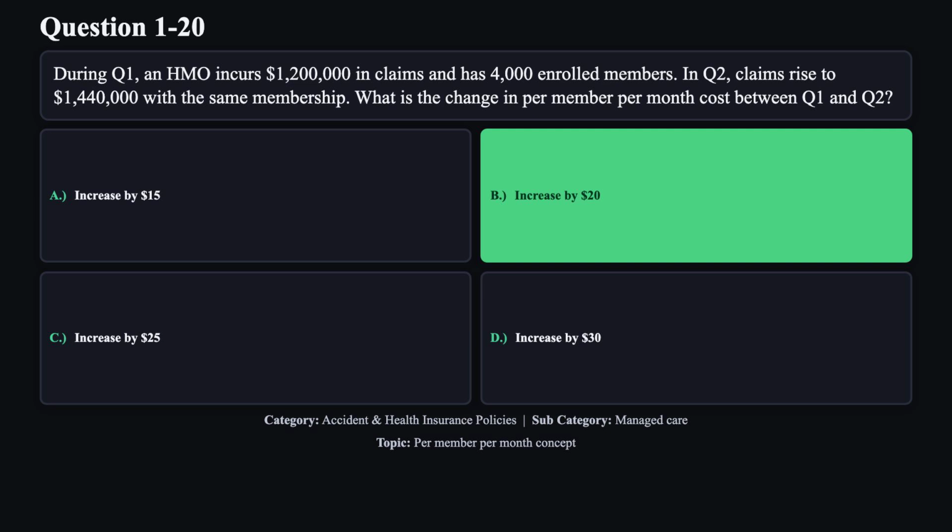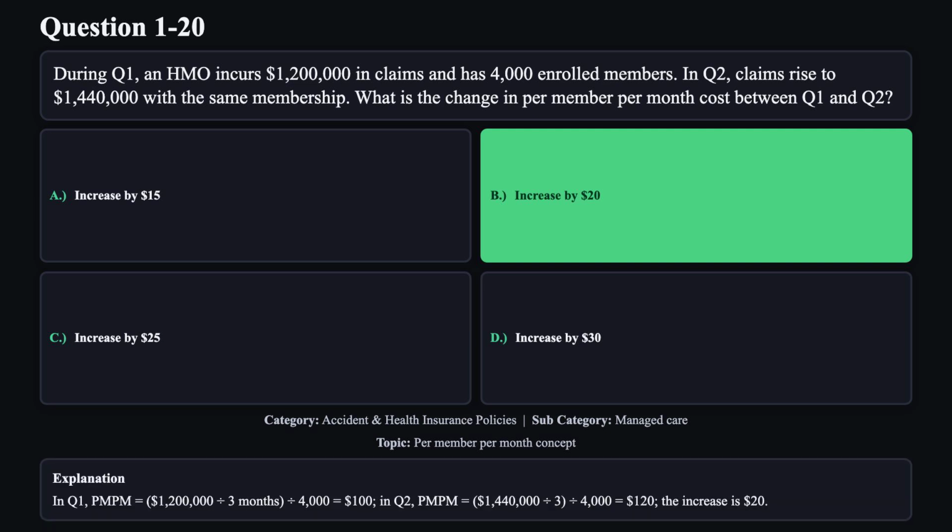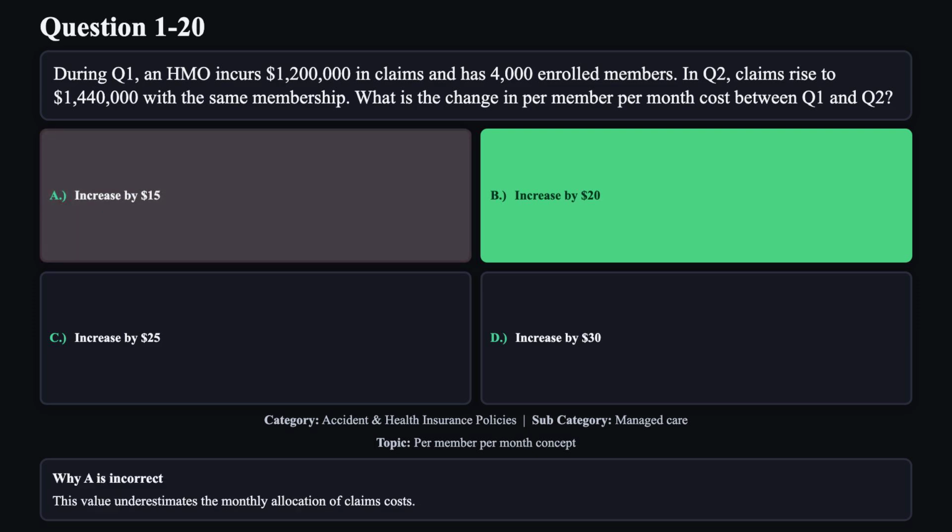The correct answer is B. In Q1, PMPM equals $1,200,000 divided by 3 months, divided by 4,000, equals $100. In Q2, PMPM equals $1,440,000 divided by 3, divided by 4,000, equals $120. The increase is $20. Reason A is not correct.